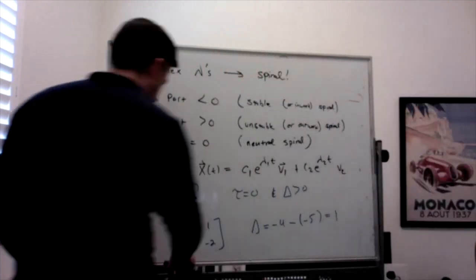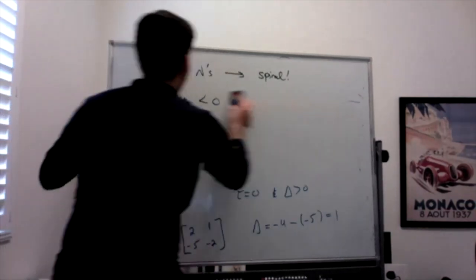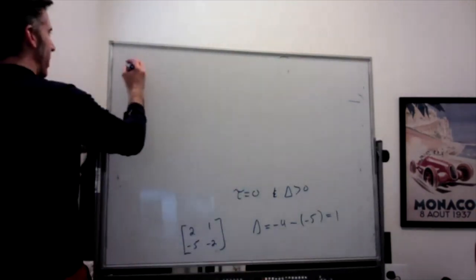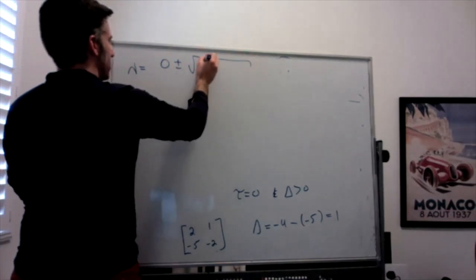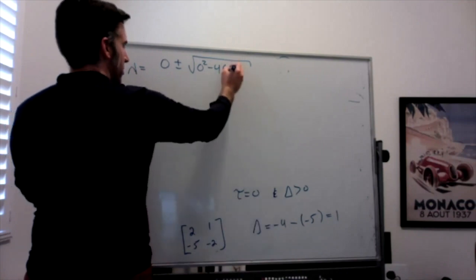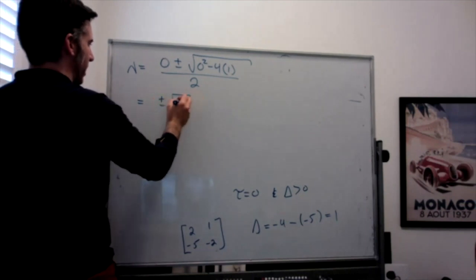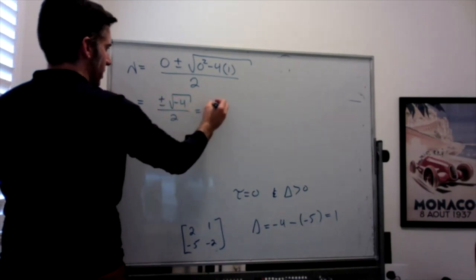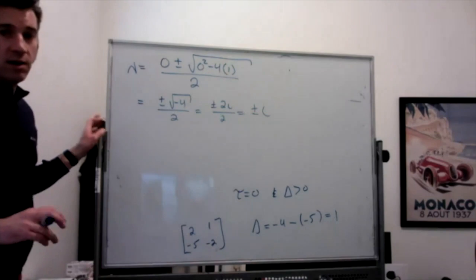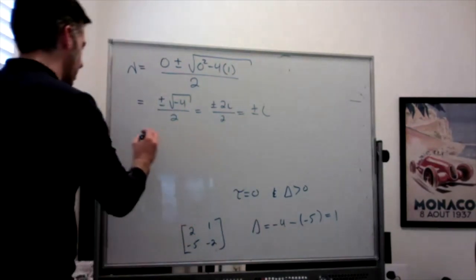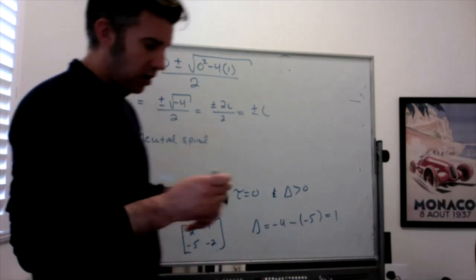So for this matrix, my eigenvalues would be, again, the trace plus or minus the square root of the trace squared minus 4 times the determinant, all over 2, which is plus or minus the square root of negative 4 all over 2, which is plus or minus 2i all over 2, which is plus or minus i. So this is an example where you have a neutral spiral, where you're not inward or outward.